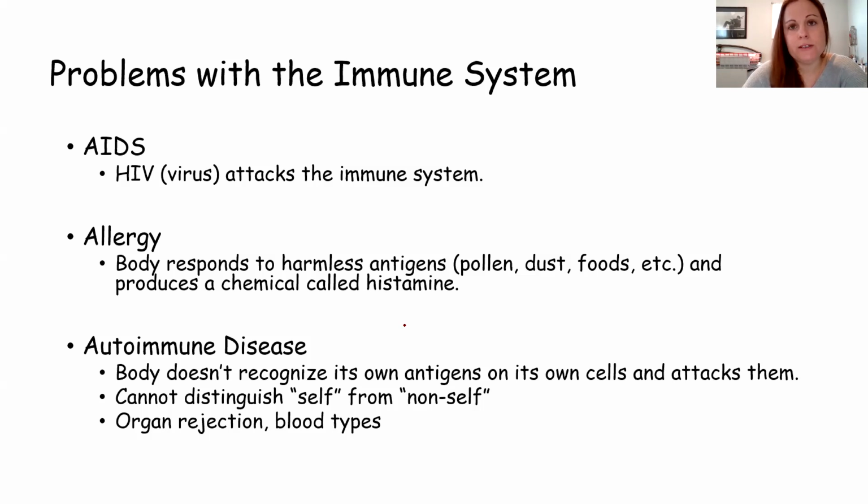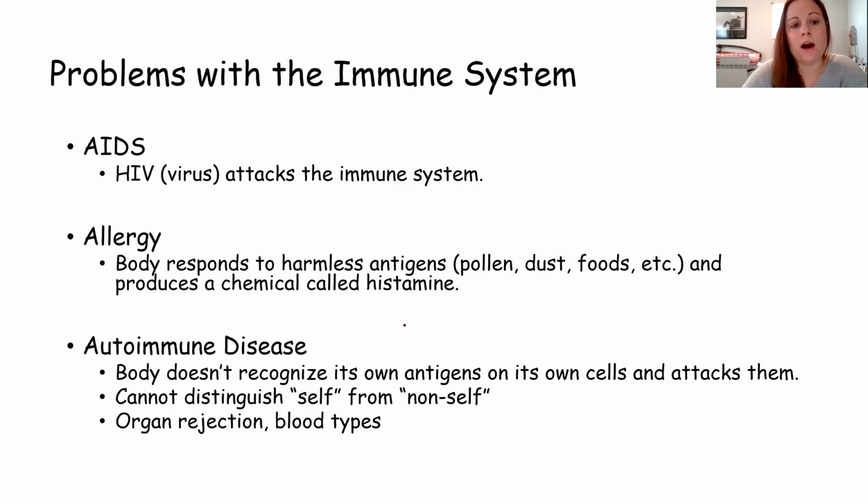An autoimmune disease is when the body does not recognize its own antigens on its own cells, and it attacks cells of the human body. Type 1 diabetes is an example of an autoimmune disease that also affects the rest of the body systems. The cells of the pancreas that produce insulin get attacked because the body thinks that they're foreign cells.